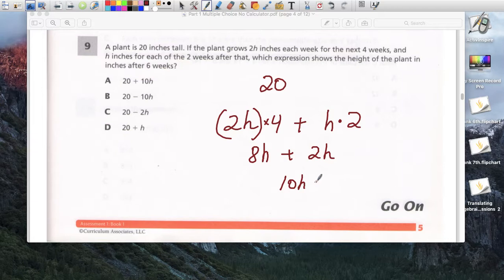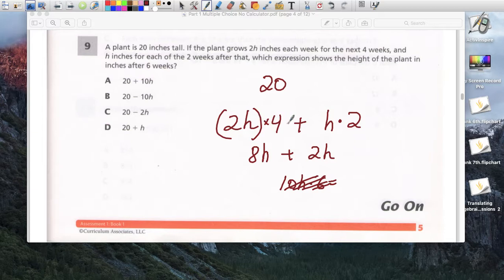Which expression shows the height of the plant in inches after 6 weeks? After 6 weeks, this is going to be times 6, right? And it's going to be 6 times. Hang on a second. After 6 weeks. And 8 inches for each of the 2 weeks after that. 8 inches. Hang on a second.